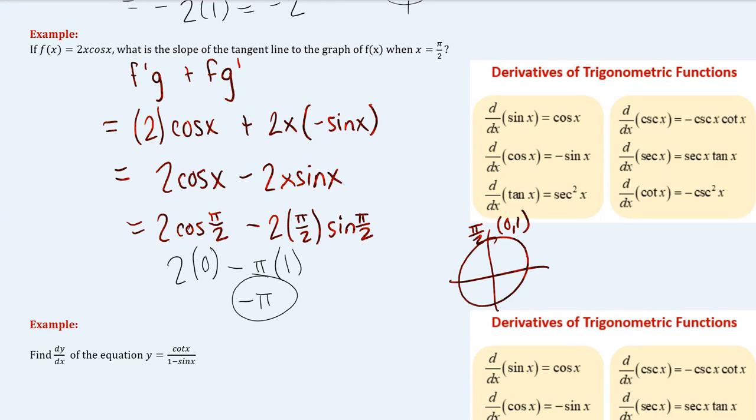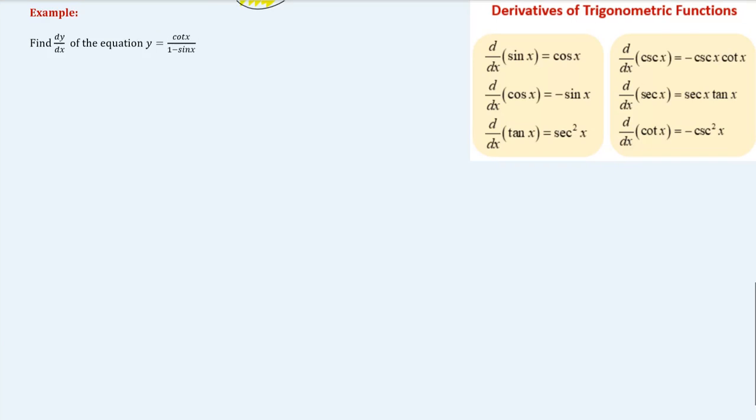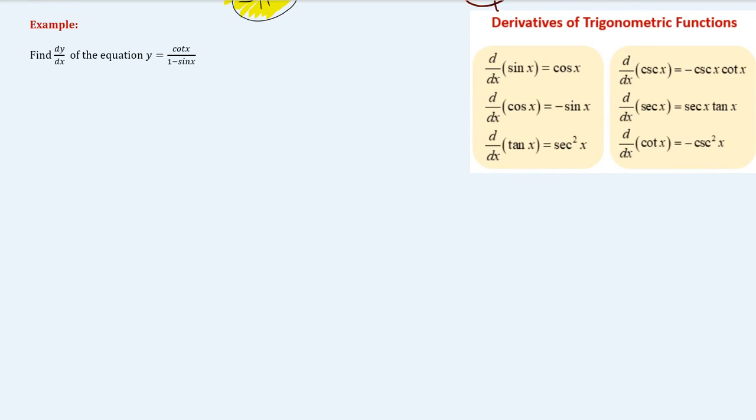And in this case, it just wanted the slope of the tangent line, so that's all we have to find. We don't have to find the equation of the tangent line. Okay. So this is applying derivative of trigonometric functions with the product rule. So then let's look at applying the derivative of a trigonometric function with the quotient rule.